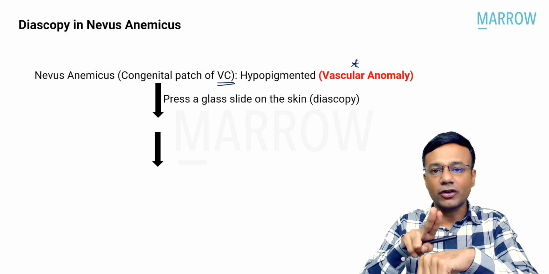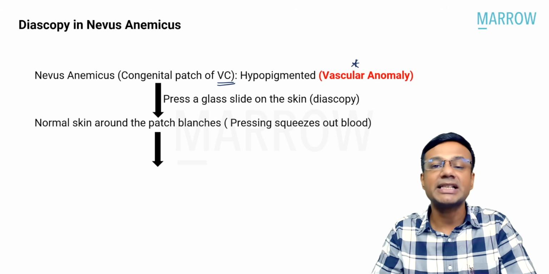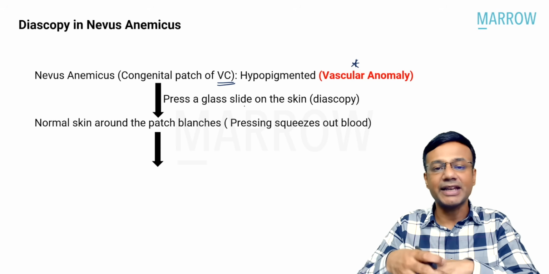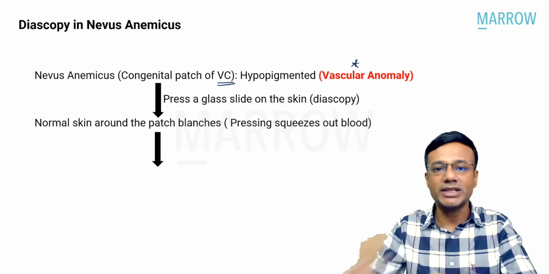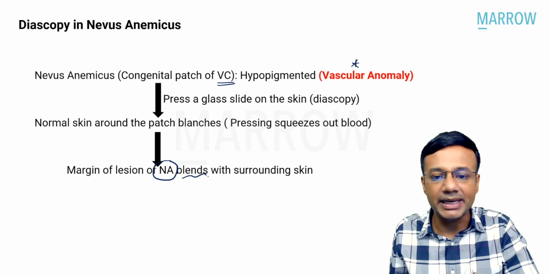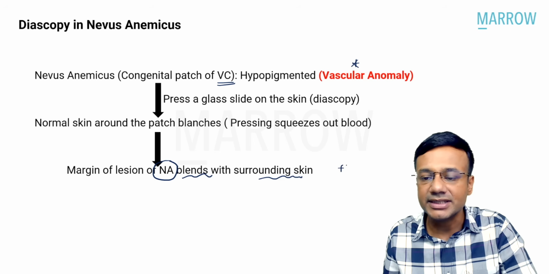Now, what will happen if you perform a diascopy test? The surrounding normal skin around the patch will blanch. And once it blanches, what will happen? There's a blanching response, meaning the blood supply from the normal skin is squeezed out, due to which the margin of nevus anemicus will blend with the surrounding skin. So this is called positive diascopy.